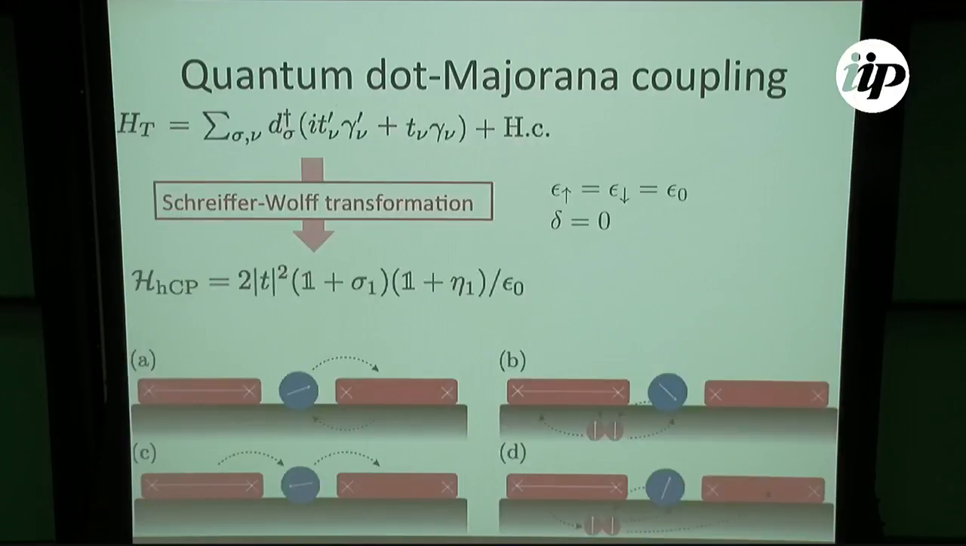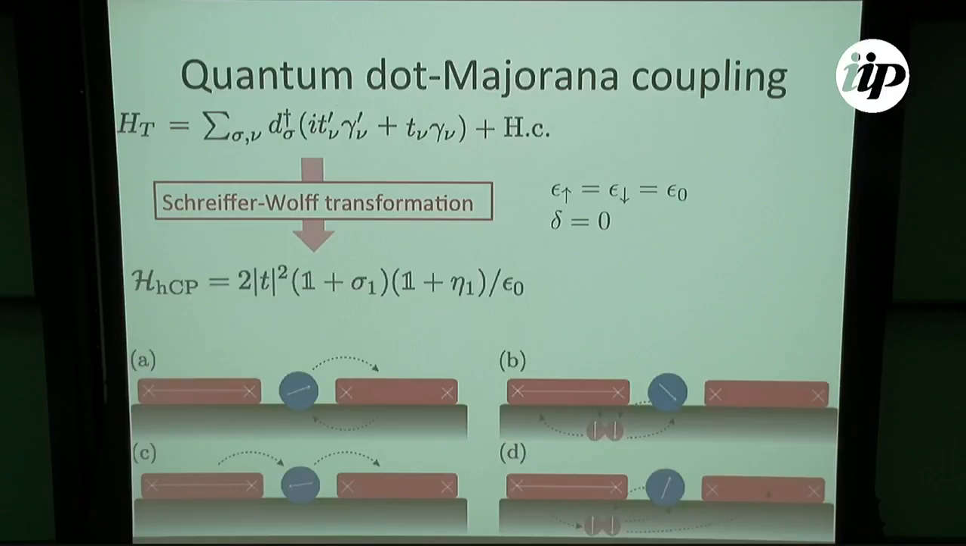So what one can show is that by applying a Schrieffer-Wolff transformation to this tunneling Hamiltonian, and assuming that the topological superconductors are very, very long, you obtain a rather simplified Hamiltonian that couples the spin qubit and the topological qubit. So sigma 1 basically takes you from the up state to the down state in the spin qubit, and eta 1 takes you between, let's say, the 0 state and the 1 state in the topological qubit.